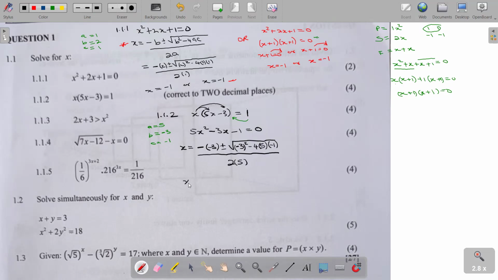So your x, and take note, pay attention to details. The question strictly says correct to 2 decimal places. Correct to 2 decimal places. So we are going to pay attention. So our x will be equal to, we go to our calculator.